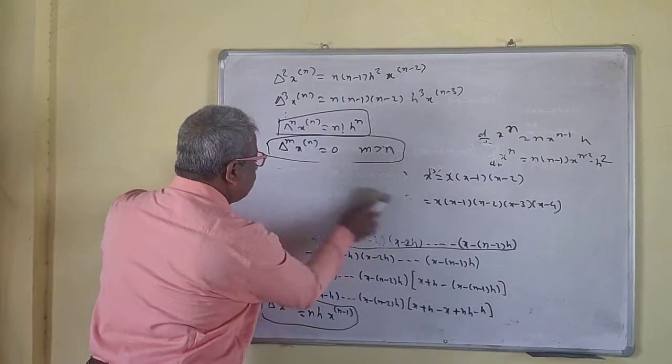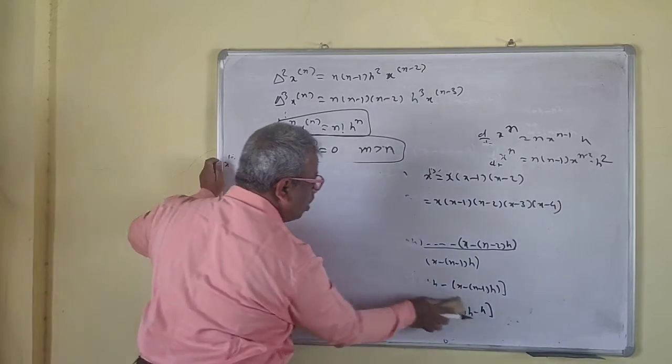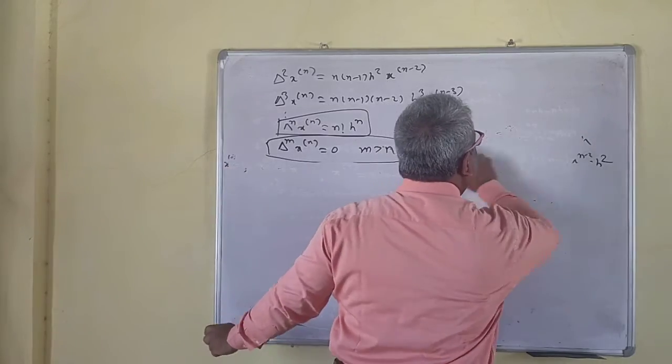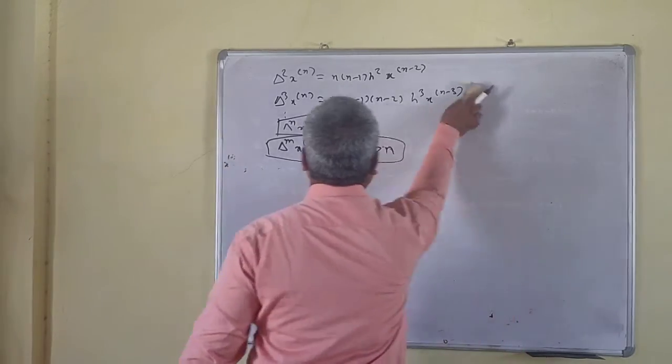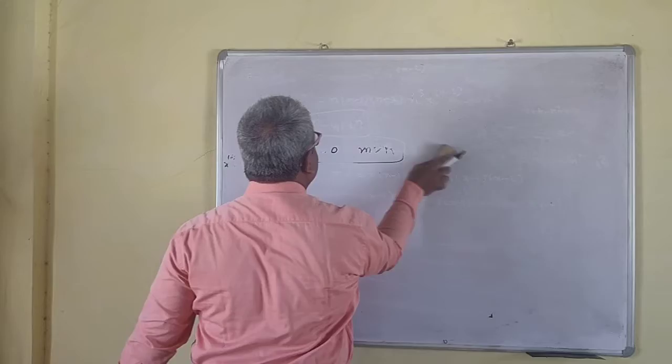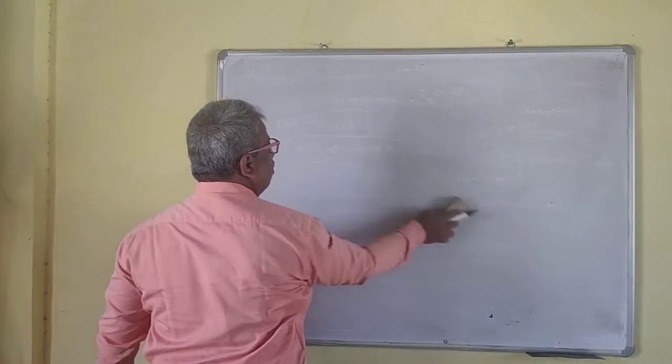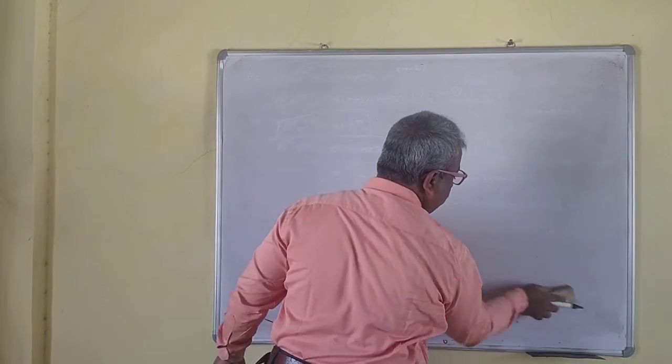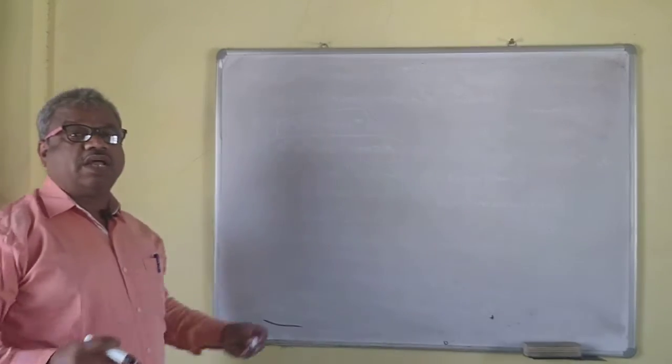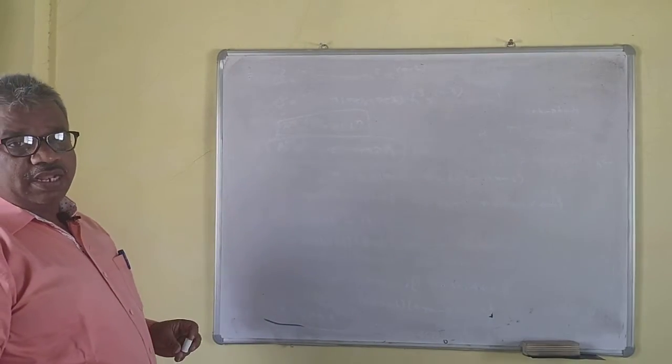Now we'll see the problem of how to convert a polynomial into factorial notation. Okay, so that we'll do with the help of an example. So what we have to do? We have to express the polynomial in factorial notation, then we have to find the differences.